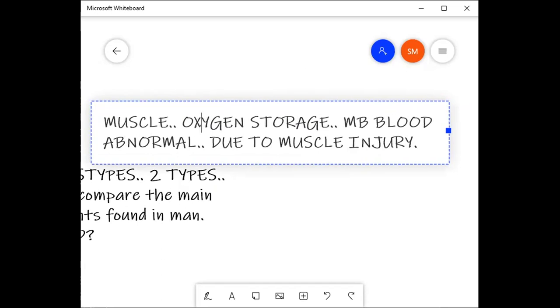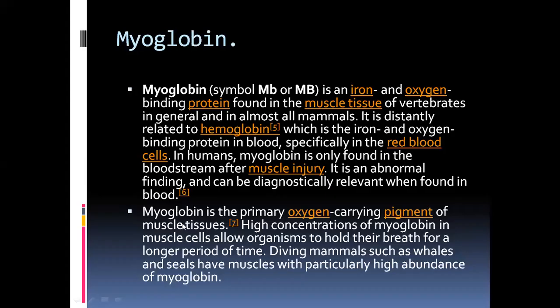Now let us go back to the presentation again. Are you following the lecture? If there is any problem, please drop the questions in the message box. Myoglobin is the primary, meaning main, oxygen carrying pigment of the muscle tissue. High concentration of myoglobin is very important, and this is a short question also. High concentration of myoglobin in the muscle cells allows organisms to hold their breath for a longer period of time. How long can you keep yourself from breathing in and out? It is due to the high amount of myoglobin.